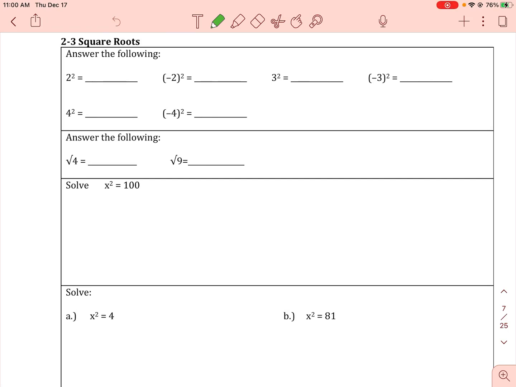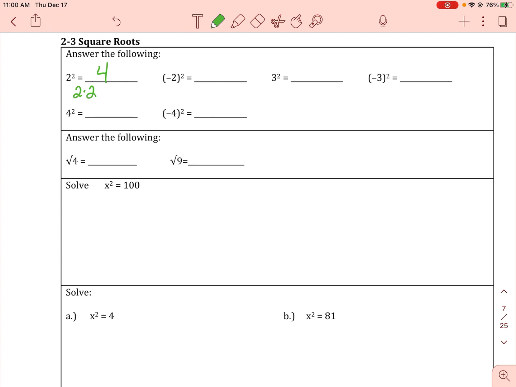All right, so when solving equations by squaring or square rooting, first let's talk about squaring numbers that are perfect squares. So you have your base number here and then your exponent there, which means 2 squared or 2 to the second power. 2 to the second power means 2 times 2, which is 4.